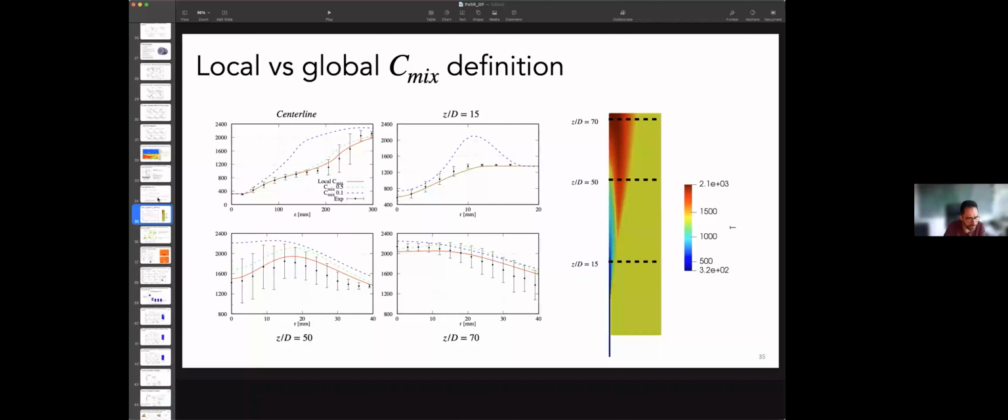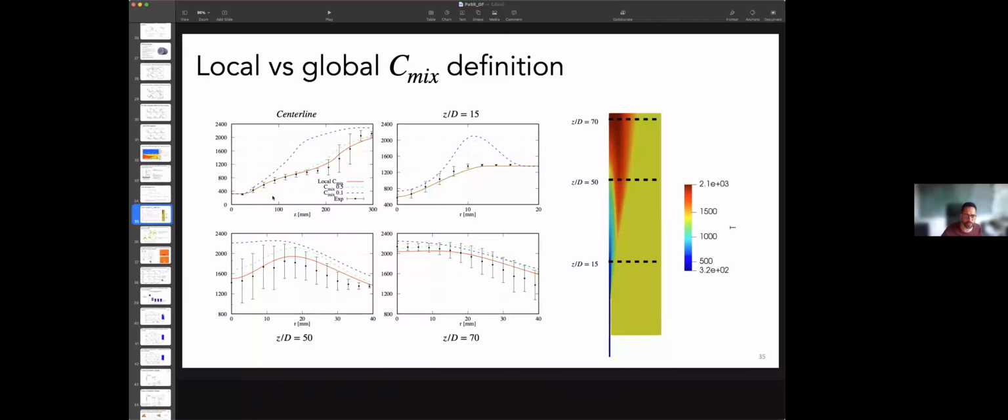Can you just repeat the last part? Okay, I understood the first part. Is there any specific advantage by solving the transport equation for the scalar dissipation rate? Yeah. I mean, is the difference large, observable?